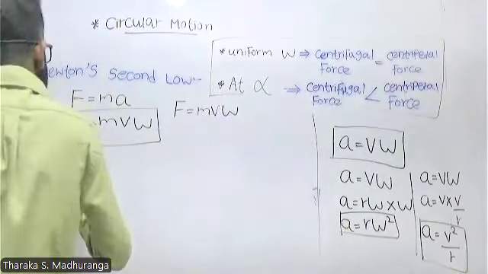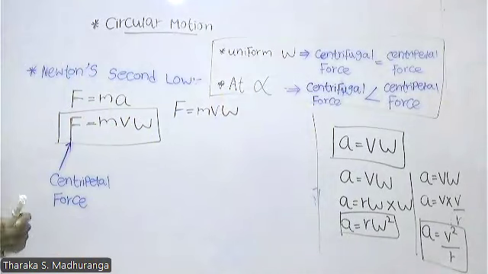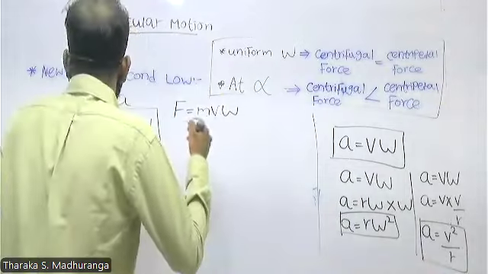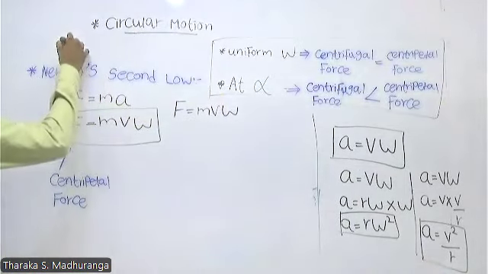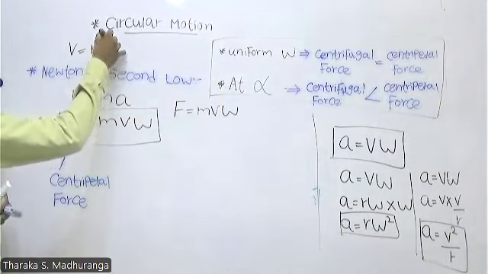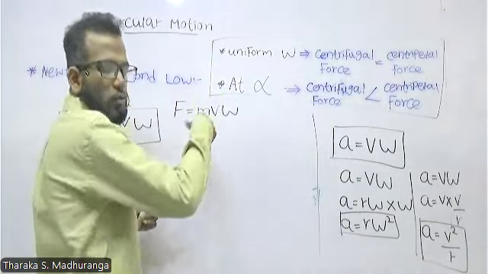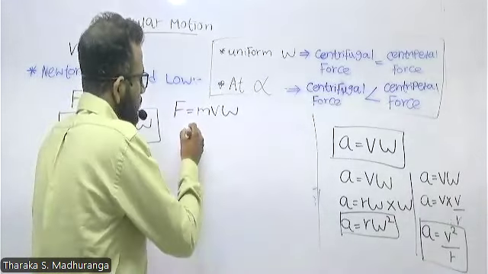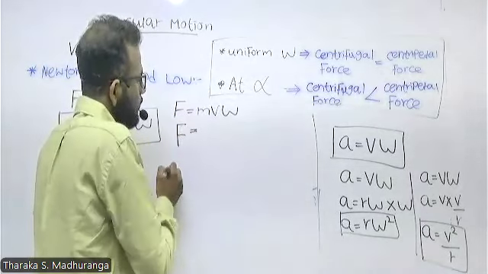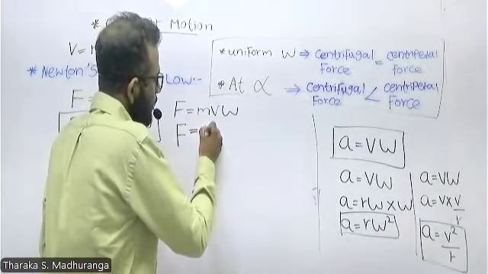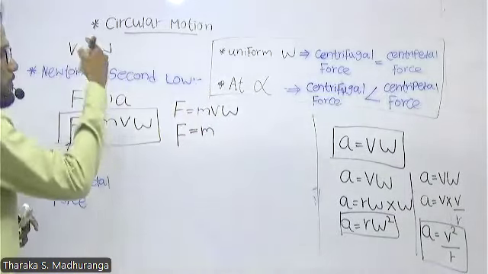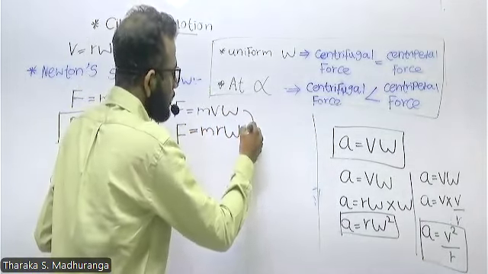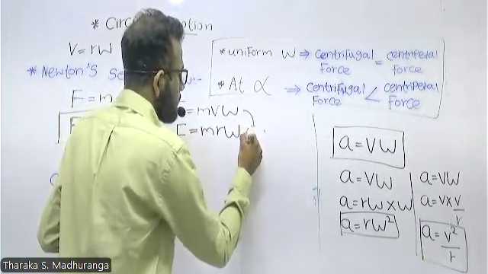Okay, this is centripetal force, mv omega. Then you know we have the speed equation, our previous equation, v equal r omega. This r omega we can substitute into this equation. The same equation we make in a different way. Then another equation we can get: F equal m, and instead of this v I substitute r omega, and finally multiply by omega.